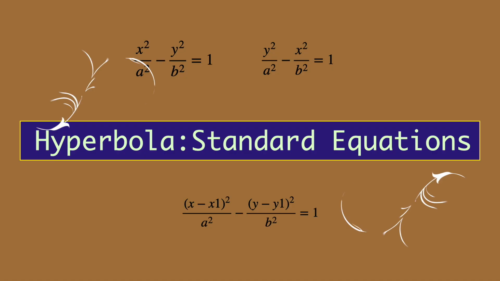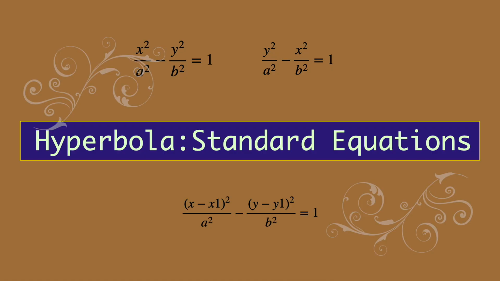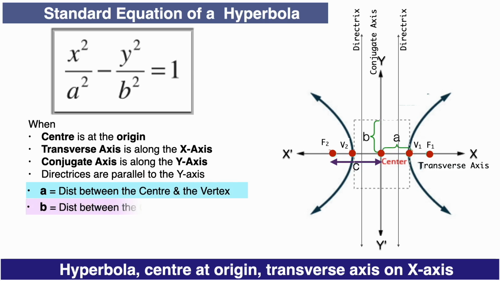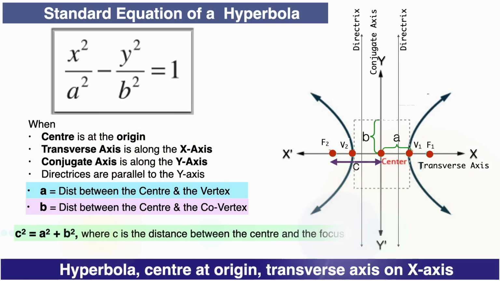Let us talk about some standard equations of a hyperbola. The standard equation of a hyperbola when the center is at the origin and the transverse axis is along the x-axis is x²/a² − y²/b² = 1, where a is the distance between the center and the vertex and b is the distance between the center and the co-vertex. There is a Pythagorean relation among the constants a, b and c, which is c² = a² + b², where c is the distance between the center and the focus.